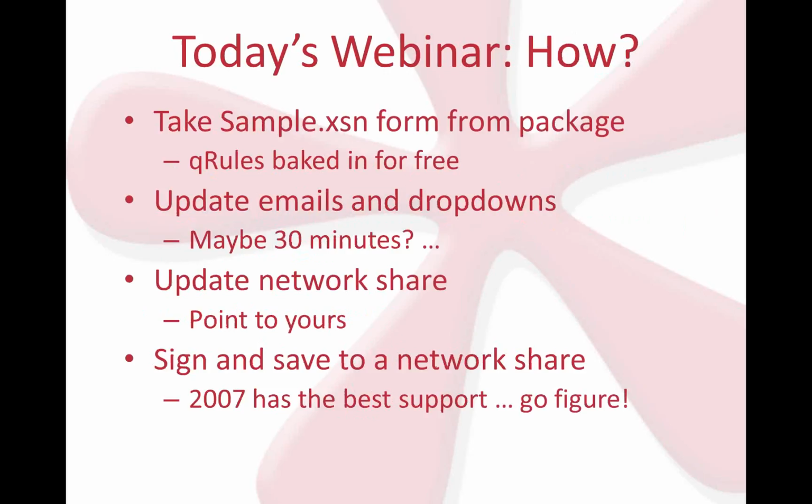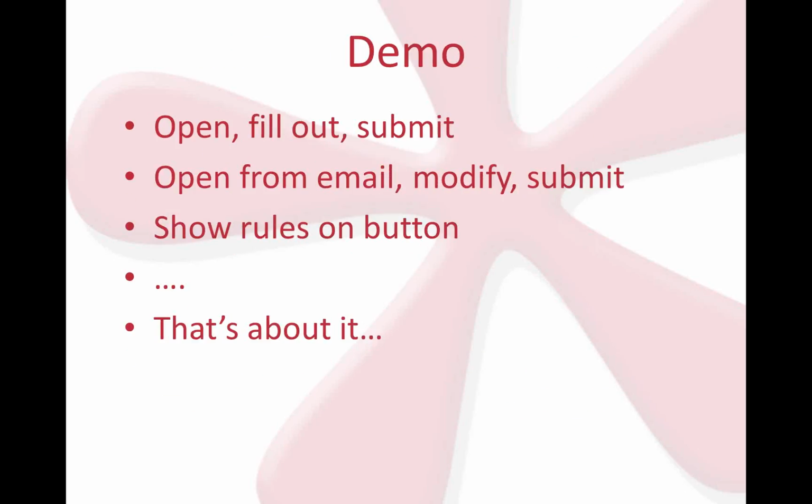So the way you do it, and I'm going to walk through this in a minute, is you take the sample form, you update the emails and the drop-downs, and then you update the network share because I'm going to use a network share called N. And then you sign and save the form to that location. So the form's actually full trust, and I'll show you how that works in a second. It's easy to do though, and everyone can use it. Okay, so let's do the demo.